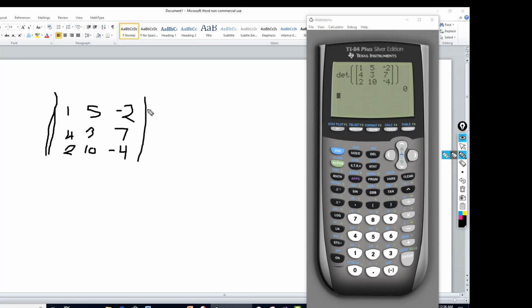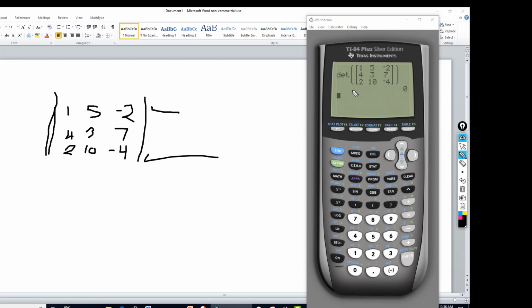So in this case, I see that the first row and the third row are multiples. Notice, if I multiply the first row by 2, I get the third row. That's what we mean by a multiple. Or if I multiply the third row by a half, I get the first row.